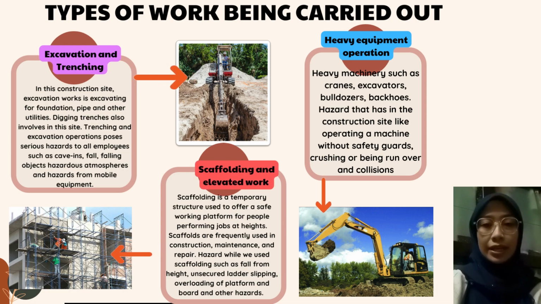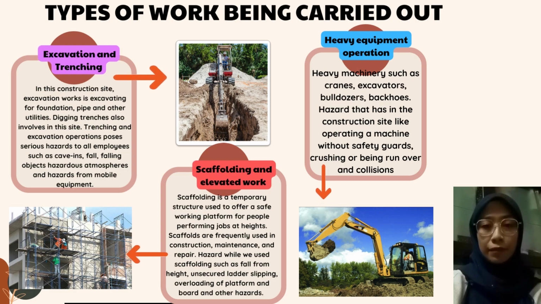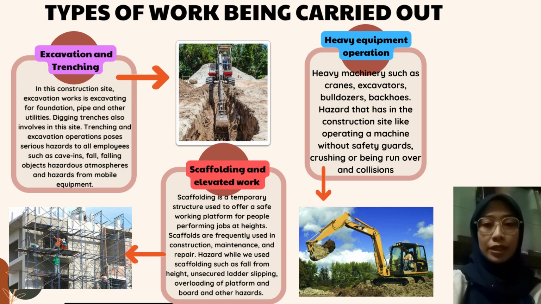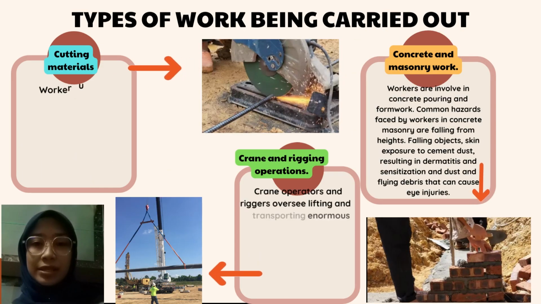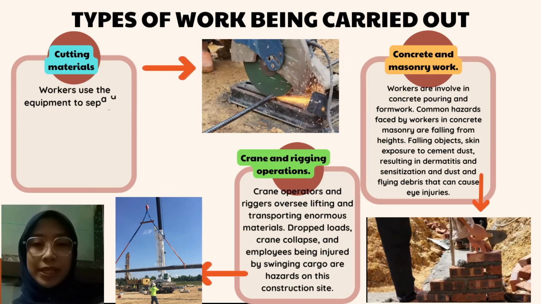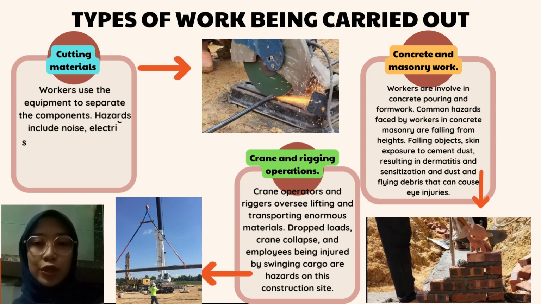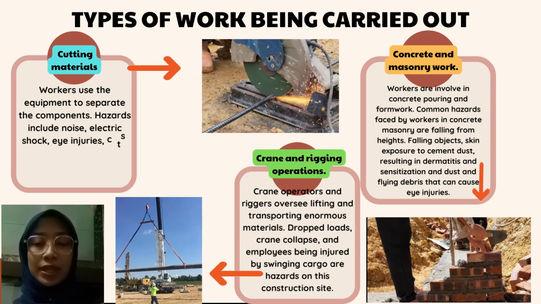Third is scaffolding and elevated work. Scaffolding is a temporary structure used to offer a safe working platform for people performing jobs at heights. Scaffolding is frequently used in construction, maintenance, and repair. Hazards when we use scaffolding are falls from height, unsecured ladders, slipping, overloading of platform and boards, and other hazards. Next is cutting materials. Workers use the equipment to separate the components. Hazards include noise, electric shocks, eye injuries, cuts, crushed toes and fingers, and exposure to metal fumes.